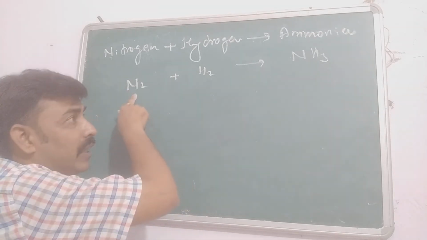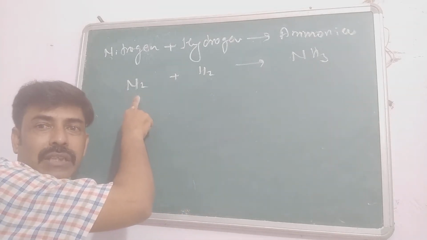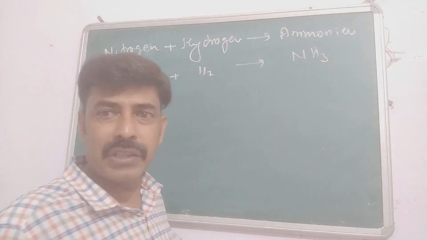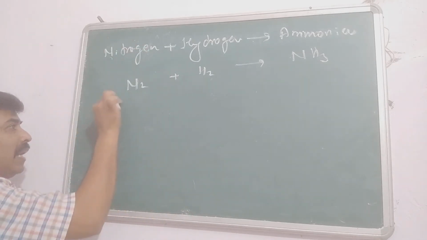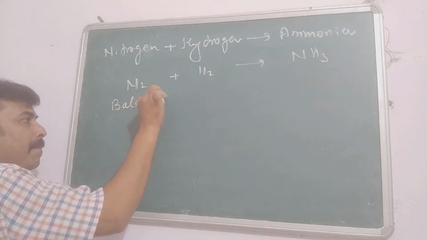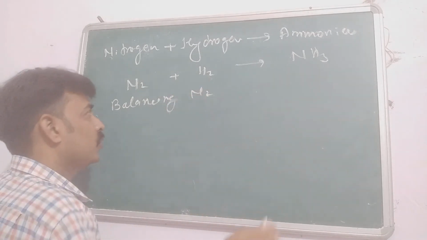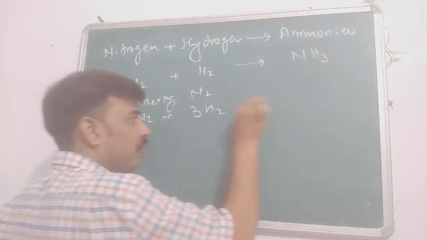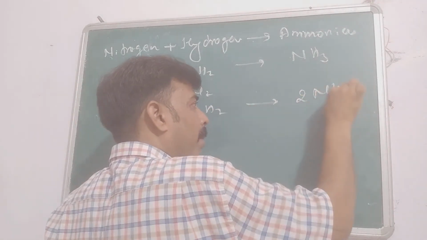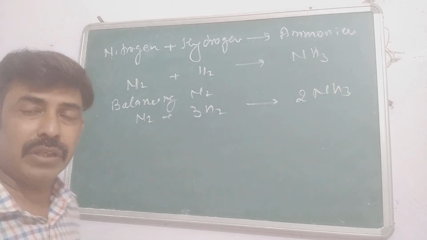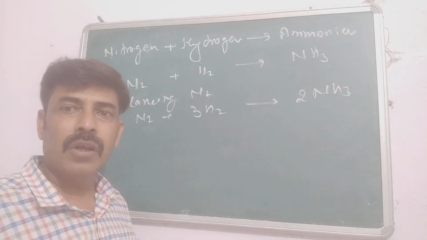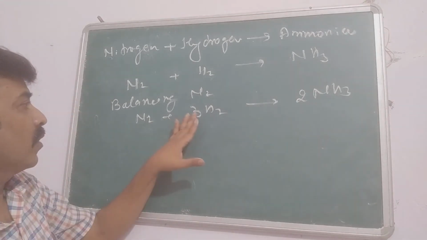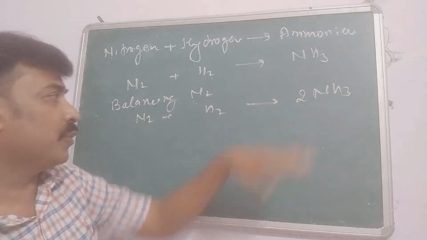It is nitrogen here. What is the number of nitrogen on the left hand side, that is the reactant side? Just 2, and on the product side how many? 1. Let us balance it. So by balancing nitrogen you will get N2 plus 3H2 gives 2NH3. The nitrogen is balanced. Now the next one, that is the hydrogen. What is the number of hydrogen here? Sorry, N2 plus H2 gives 2NH3.